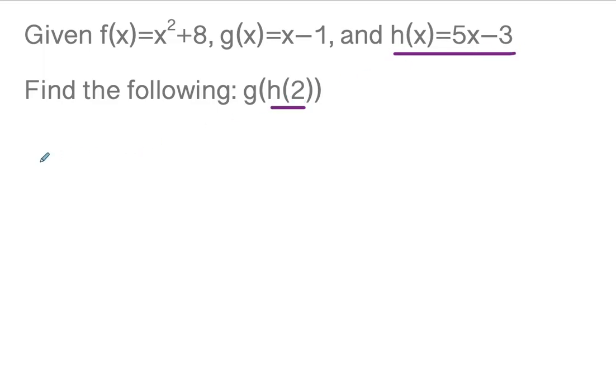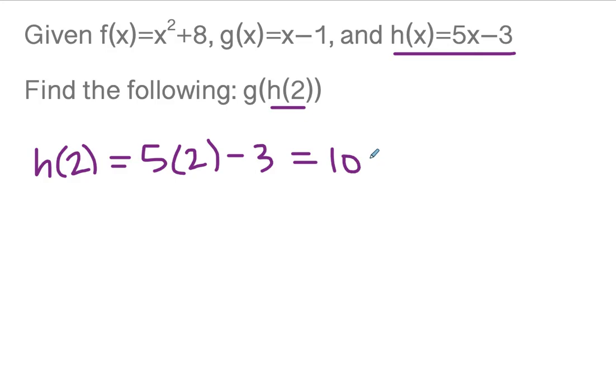If I were to just ask you to evaluate h of 2, what would you do? You would take this 2 and you would plug it in for x. So let's do that. 5 times 2 minus 3. So that's going to give us 10 minus 3, which is 7. So I know that h of 2 equals 7.